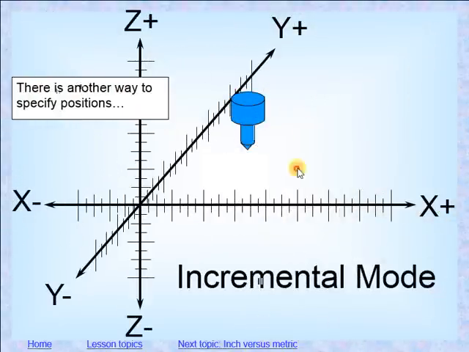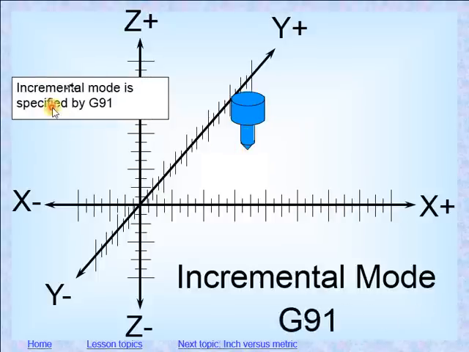So incremental mode. What this does is it's always going to base everything on where this tool is. So here's our tool. Everything will be based off of where it is. Our code for that is G91. So as absolute mode was G90, the incremental mode will be G91. So if you want to switch between the two, one line could be G90, the next line could be G91. I'd recommend against it, but you could do that.